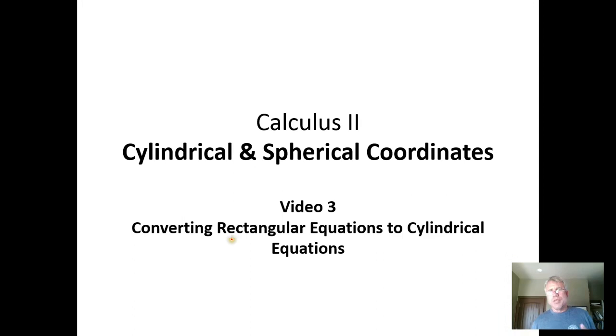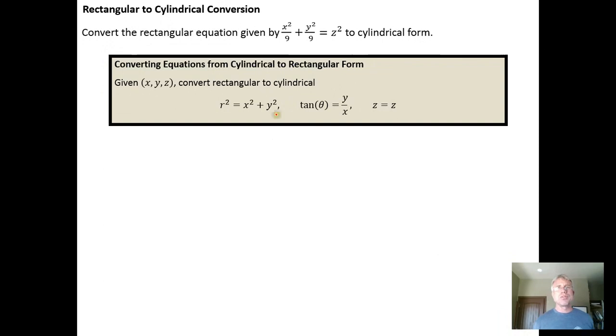So in this video we're going to convert rectangular equations into cylindrical equations. So here we have the equation x squared over 9 plus y squared over 9 equals z squared. And this is a double napped circular cone if we were to graph it in 3D.